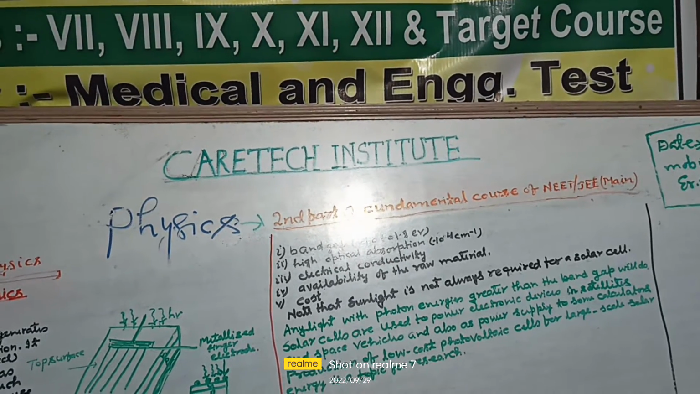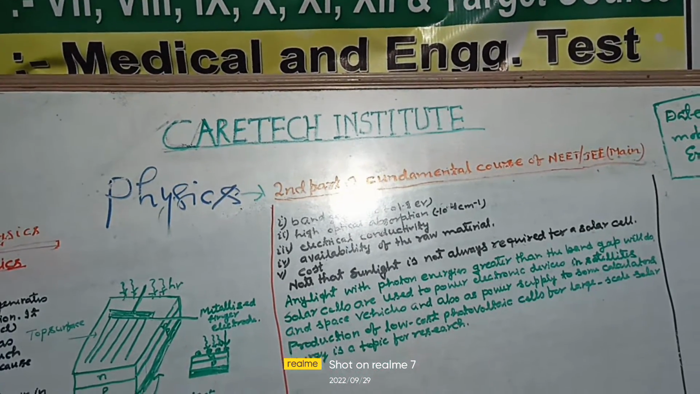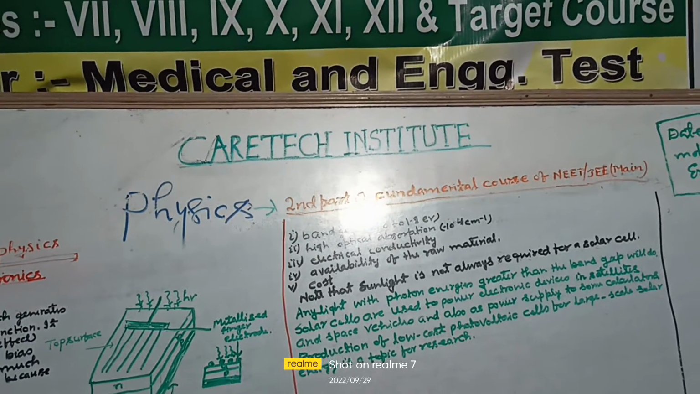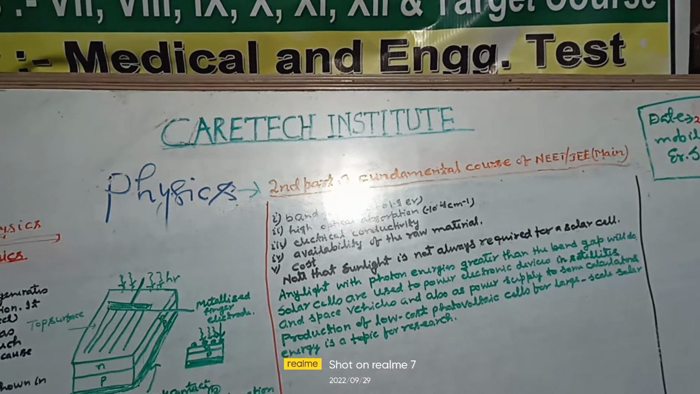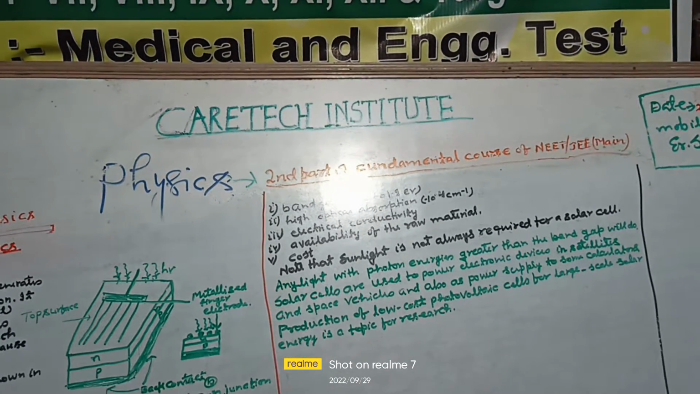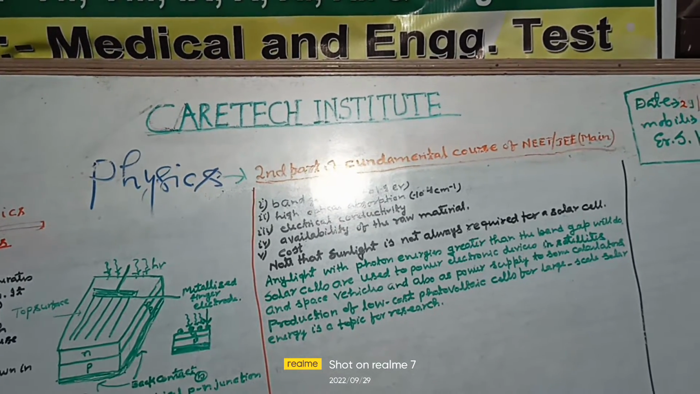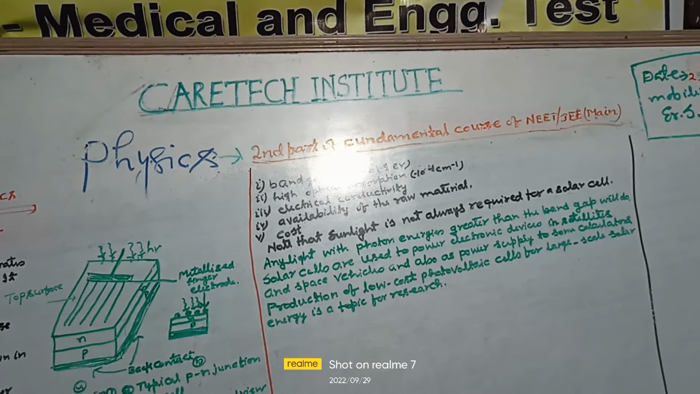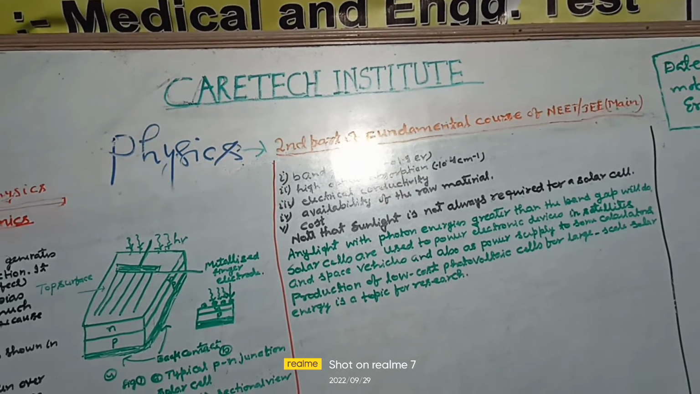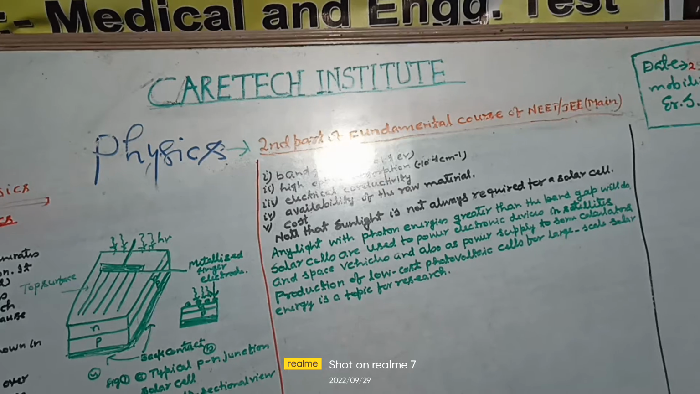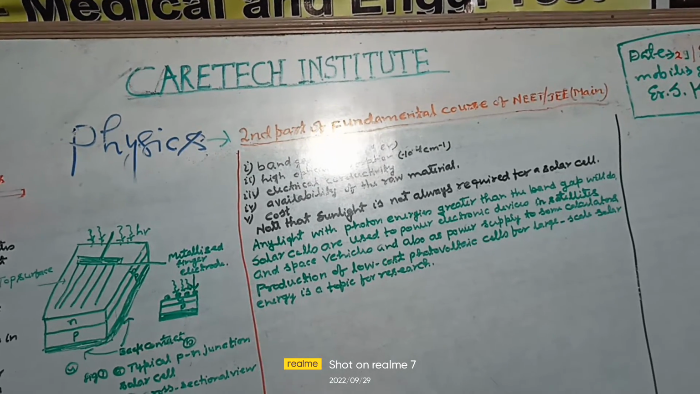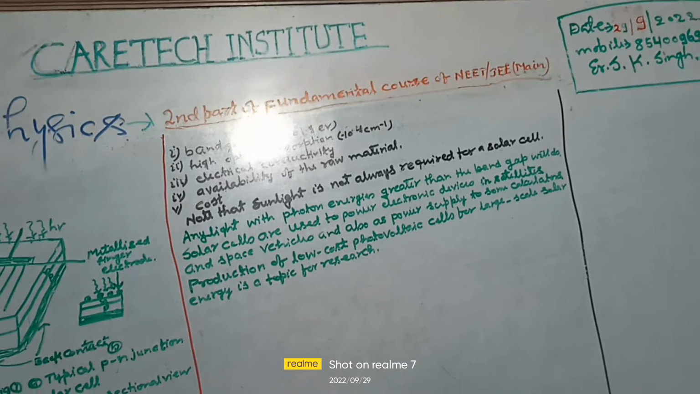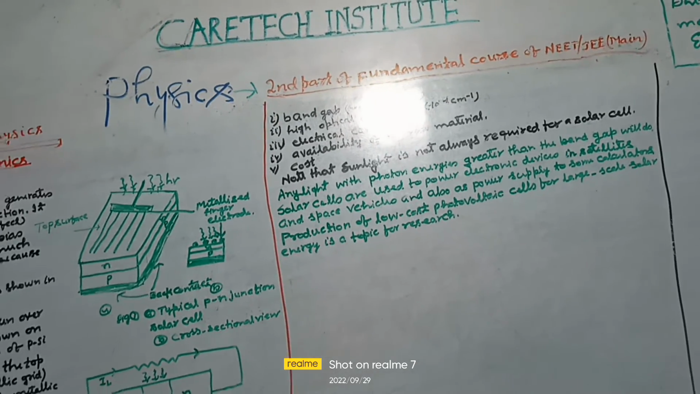Note that sunlight is not always required for a solar cell. Any light with photon energy greater than the band gap will do. Solar cells are used to power electronic devices in satellites and space vehicles, also as power supply to some calculators. Production of low-cost photovoltaic cells for large-scale solar energy is a topic for research.